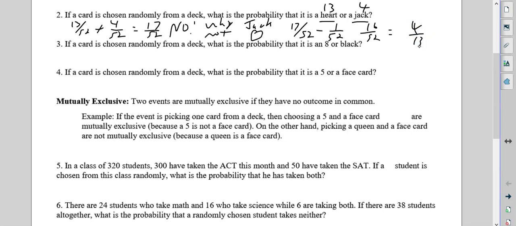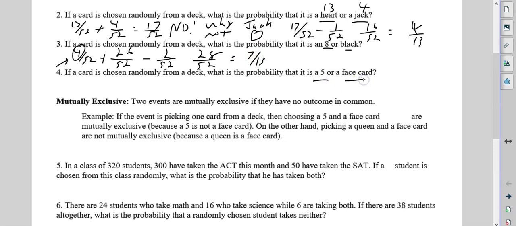All right, what about 8 or a black card? Okay, well, there are 4 8s. There are 26 black cards, but we have to take out the 2 black 8s. Okay, so this is 2 blacks and 2 reds. So we need to take those out. Now, of course, if you thought about that ahead of time, you could just put 2 over 52 here, but you may not always catch that right away. So this is the rule. You take out all the overlaps. And what that gives you is 28 over 52, which reduces to 7 over 13.